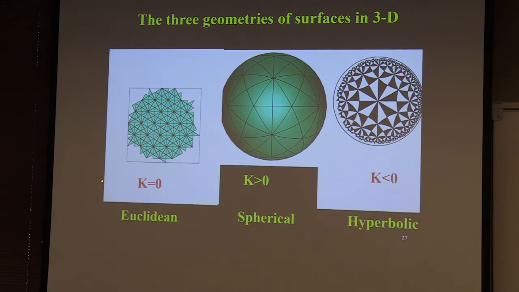Also, in Euclidean geometry, the Gaussian curvature is 0. In spherical geometry, the Gaussian curvature is greater than 0. And in hyperbolic geometry, the Gaussian curvature of the surface is smaller than 0. These are constant Gaussian curvature. Here, the curvature is constant, and also the Gaussian curvature is constant here, right?